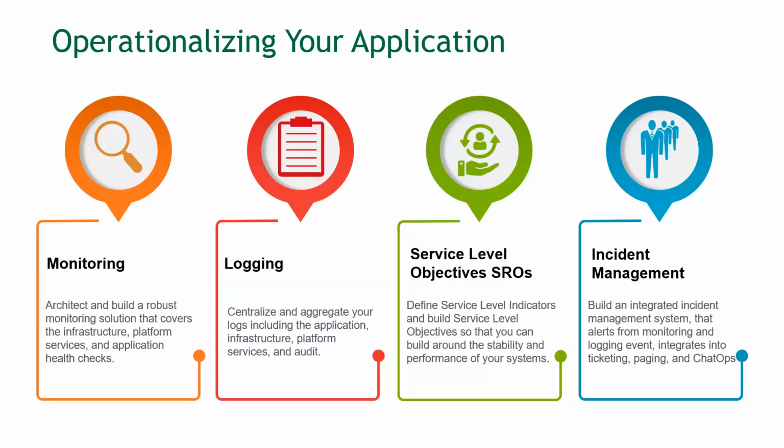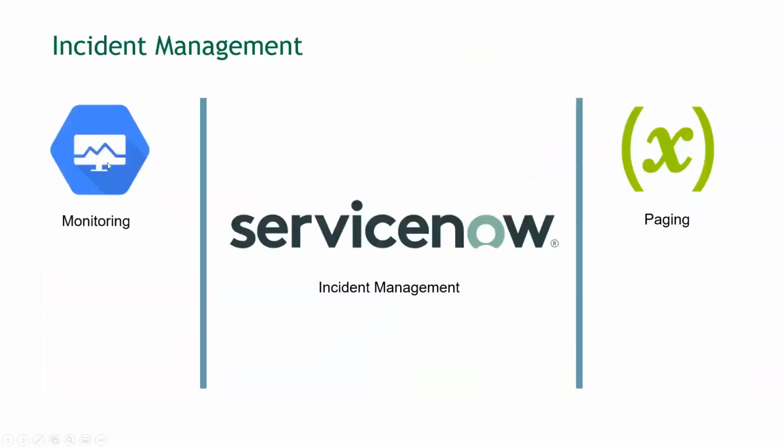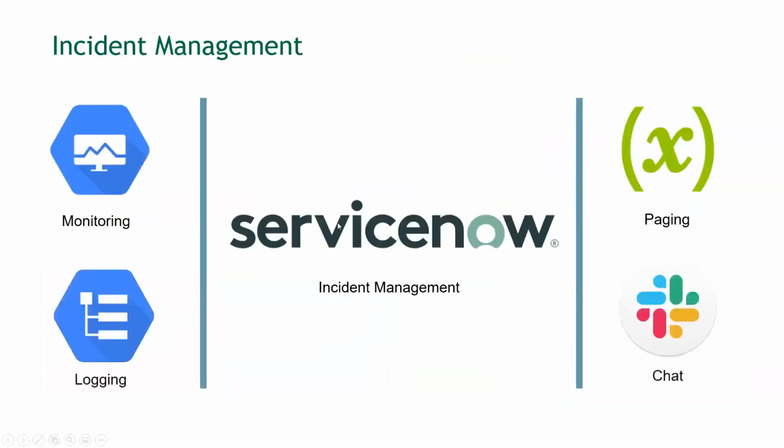And then in the last session, we talked a little bit about incident management. Specifically, we looked at how to integrate your monitoring with Google Operations into ServiceNow and then into a paging system like Xmatters. So we covered this in the last session. Now in this session, taking it to the next level, we're also going to layer on logging and then also outputting to chat as well. So in this case, Slack.